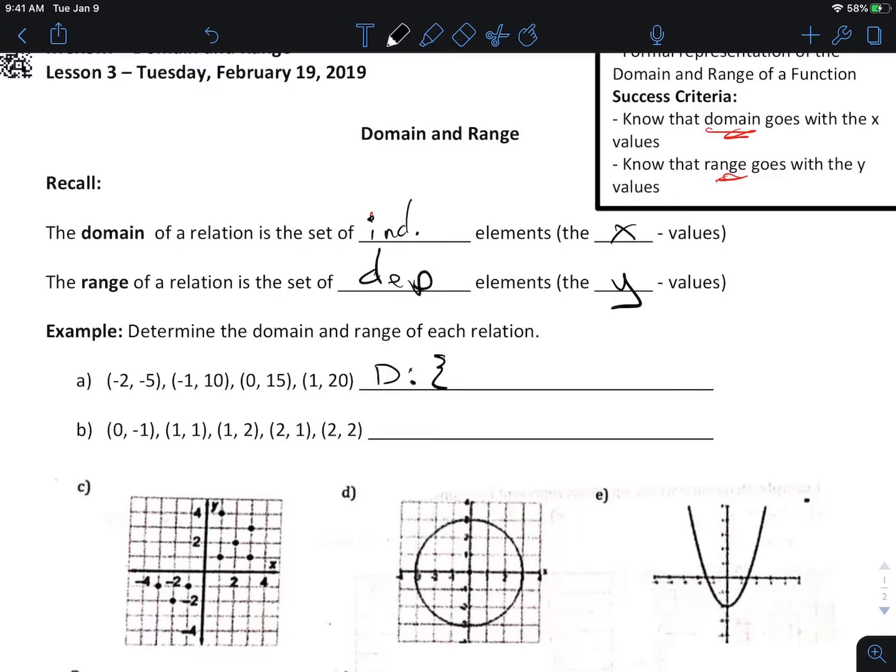Okay, so domain kind of gets the squiggly bracket, right? And domain, what did we say domain was? Independent, so just the x values, right? Anytime you're given a table of values or just a series of points, you're only interested in the x values, right? So the domain in this question, you simply go, okay, well, -2, -1, 0, 1, close the squiggly bracket, right? But each of these is asking for the domain and the range, right? So the range is going to be the y values, right?